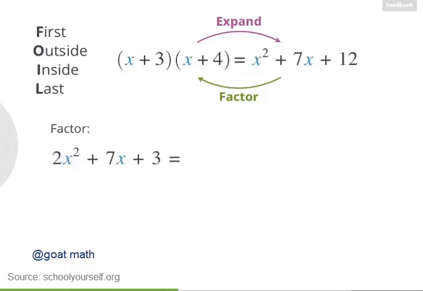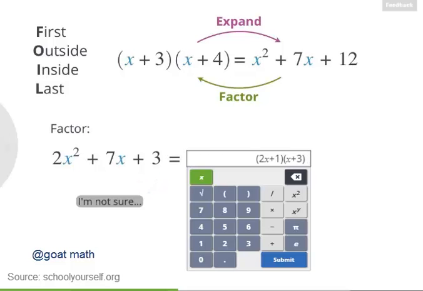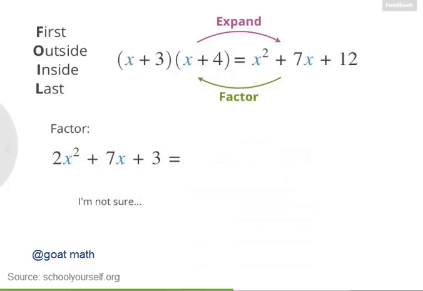Next, try factoring this expression, 2x squared plus 7x plus 3. And for this one, keep in mind that the leading coefficient is 2. If you get stuck, click over here and we'll figure this out together. Excellent work! 2x squared plus 7x plus 3 equals 2x plus 1 times x plus 3.